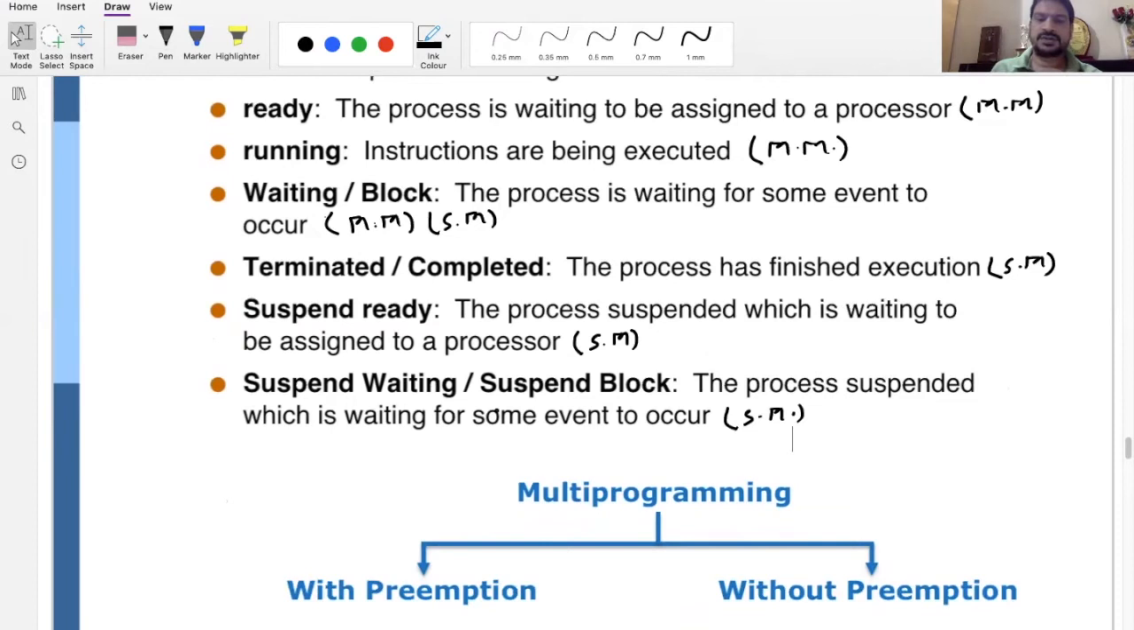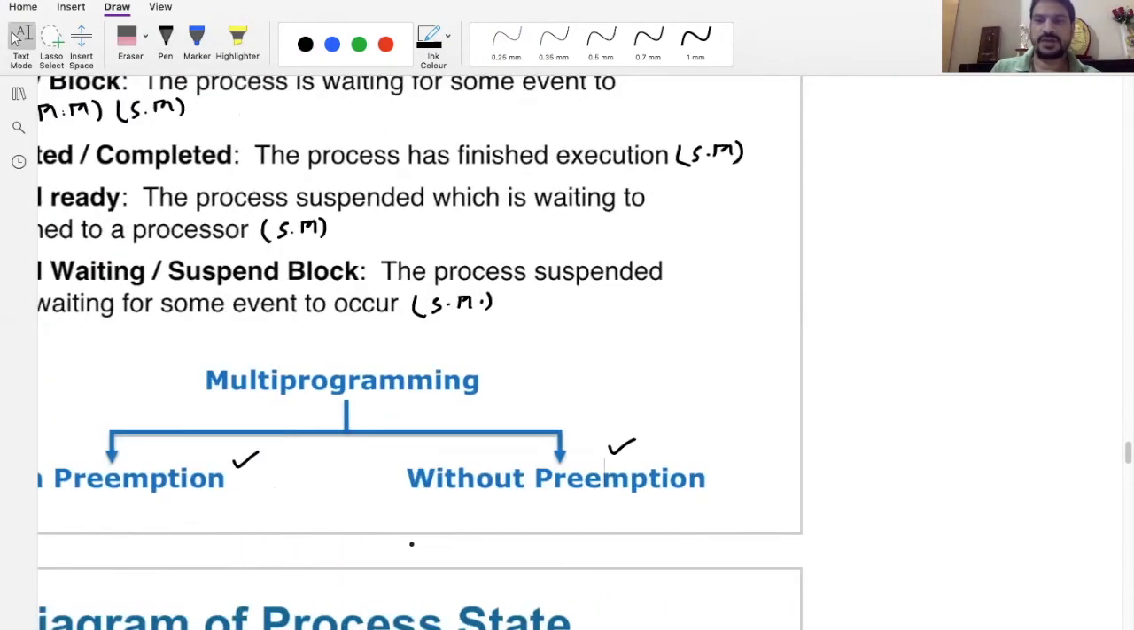In a multi-programming operating system, we are using two types of processing. Means we can do two types of processing in multi-programming: one with preemption and second without preemption. I'll tell you one by one what those are, with preemption and without preemption. Let's see.